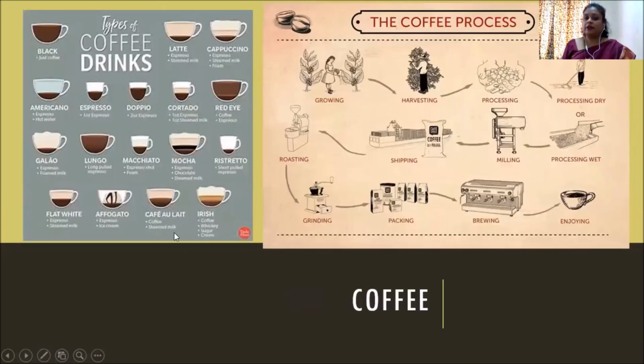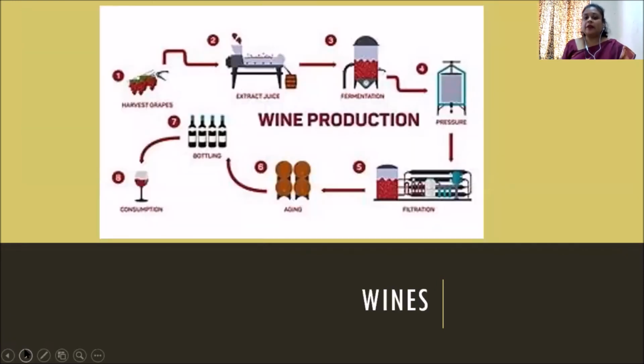Coffee has different kinds, and you can see the coffee process starting from growing till enjoying. It is extracted from the coffee bean, that is the crimson seed, and you have 450 different flavors of coffee. Then wine production, starting from harvesting till consumption, undergoes extraction, fermentation, filtration, aging, bottling, and consumption. If you remember, we have done the wine process in our college itself in Little India. We have done a grape crushing ceremony, so you have seen this practically. So this is about your wine.